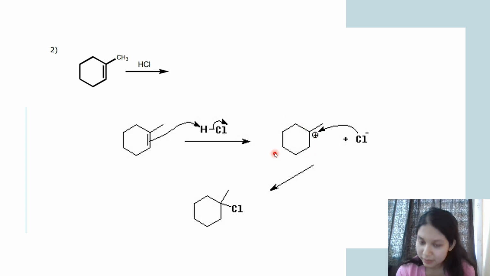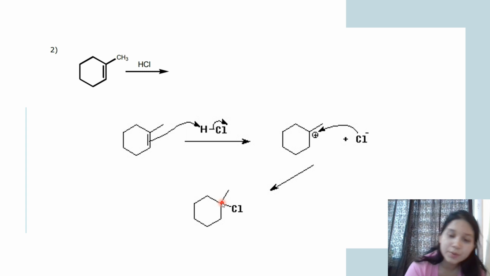Then in the next step, the tertiary carbocation which is formed will be attacked by a chloride anion present in the system. The charged species will be trapped by the chloride anion, and you will get a product in which the chloride anion will be present in the position where you got a tertiary carbocation.